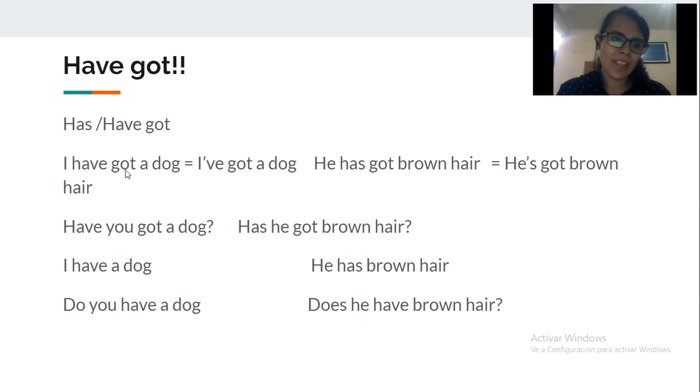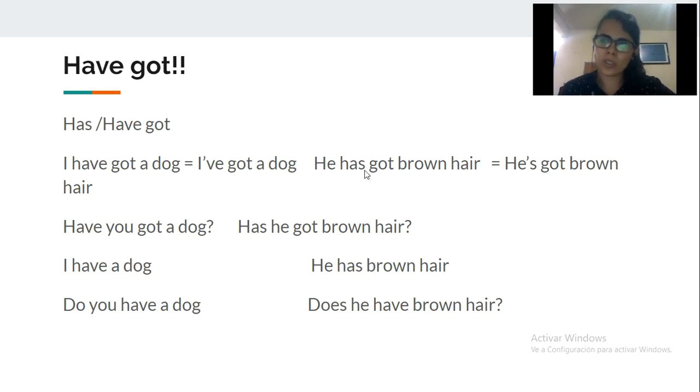Okay, the only thing that we have here is a composition. Okay, for example, he has got brown hair. He's got brown hair. Okay, it is exactly as I'm telling you, as he has brown hair, or I have a dog. Okay, this is only a structure we use in British English.